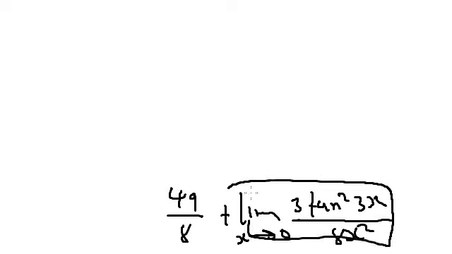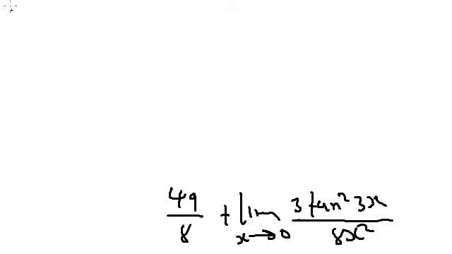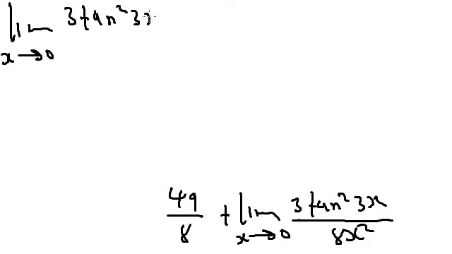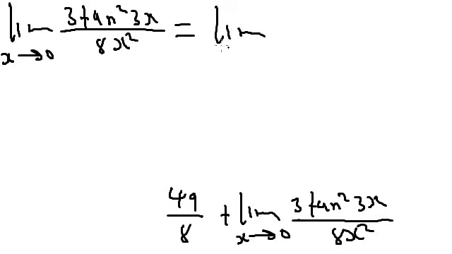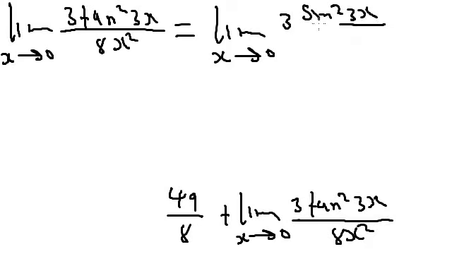So now let's focus on this. Very good. We want to evaluate the limit as x approaches 0 of 3 tan squared 3x all divided by 8x squared. So we know that tan squared 3x is the same as sine squared 3x divided by cosine squared 3x, and then we have to divide by 8x squared.